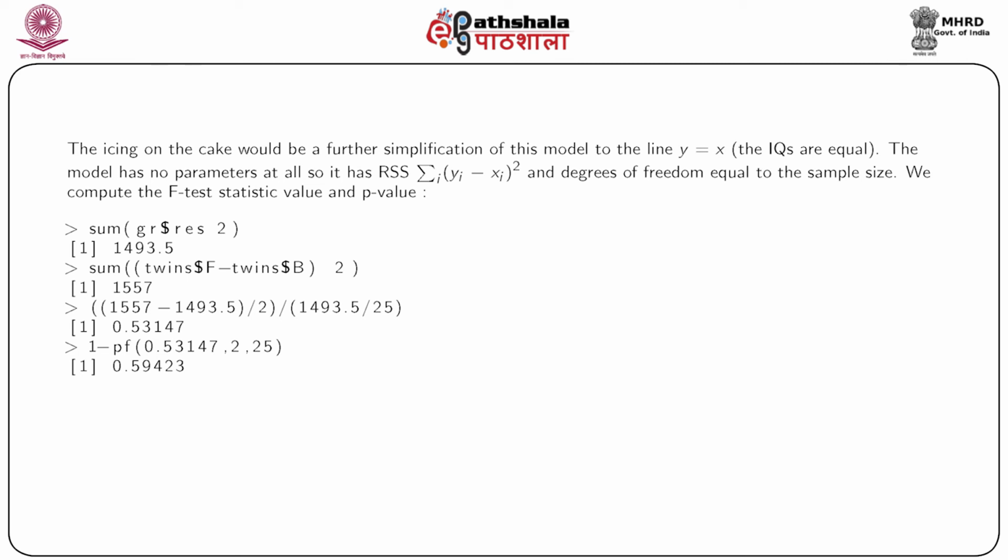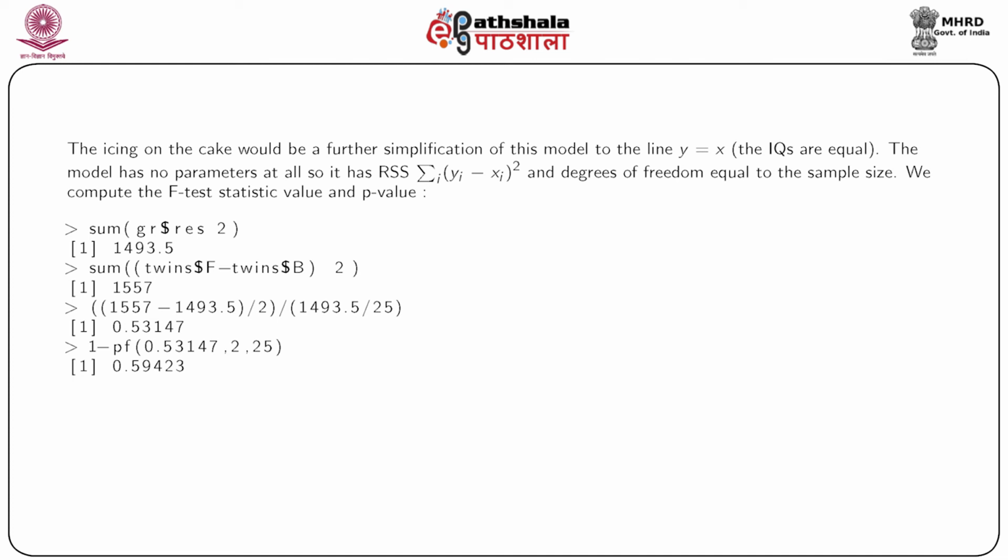Because we were considering data on twins, a further simplification would be to simply assume that the IQ of one child reared by the foster parents equals the IQ of the child reared by the biological parents. This particular model has no parameters at all, so it has the residual sum of squares equal to the summation of (yi minus xi) whole squared, and the degrees of freedom equal to the sample size. So we compute the F test statistic value and the p value using R in the following way.